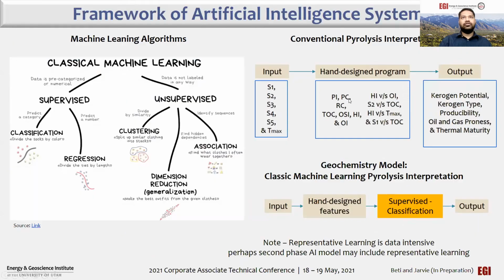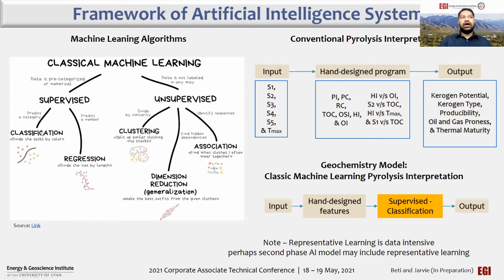So to put things in context, the classical machine learning algorithms are broadly classified into two: supervised and unsupervised. Supervised machine learning algorithms usually use structured data that have some kind of definition of what the data means. Unsupervised data is data that doesn't have any structure or labels. Within the supervised machine learning algorithms, we have classification and regression-based algorithms.